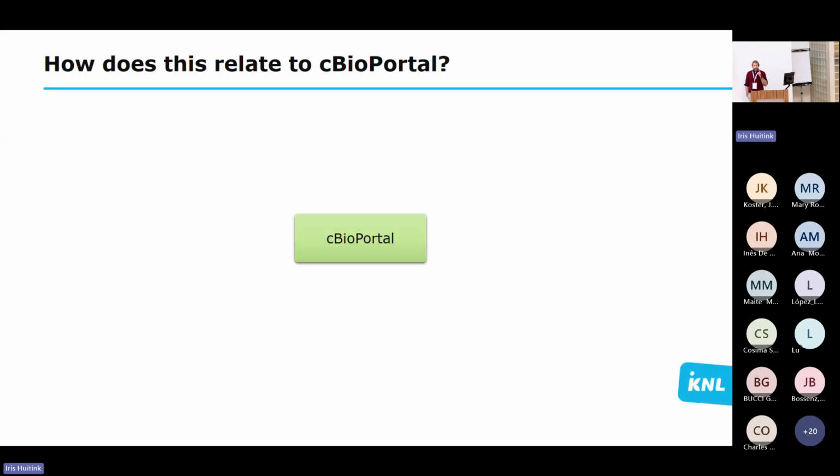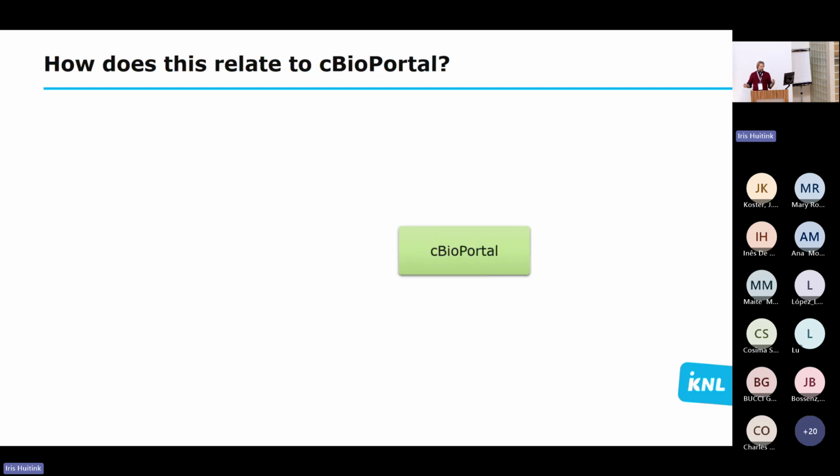At this point, you might be wondering, okay, but we're here at a cBio portal presentation. How does that fit in? Well, wouldn't it be wonderful if we could integrate those two viewpoints, right? The cellular level on one hand and the clinical data on the other hand.